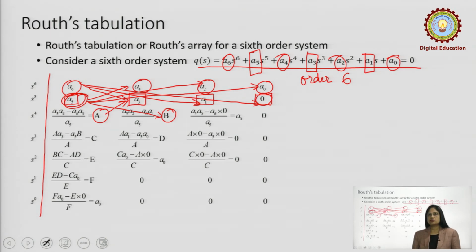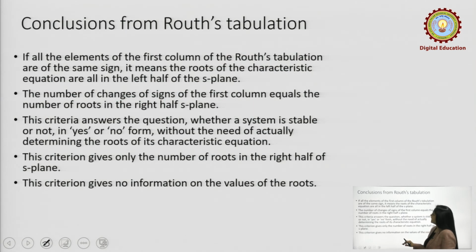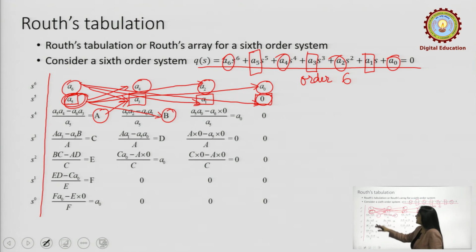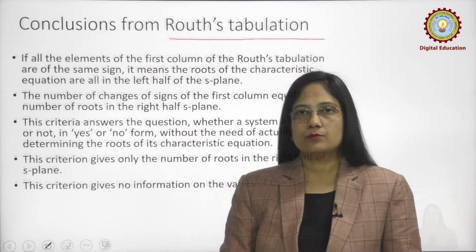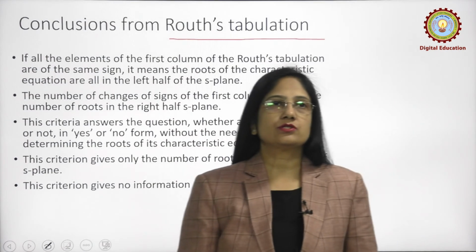First, the first step is to arrange the coefficients in the first row, starting with the highest order term, and then arranging the second row, and later arranging the remaining elements of the Routh's table or Routh's array. What is the conclusion from the Routh's tabulation? Once this table has been obtained from the characteristic equation coefficients, what are we concluding from the Routh's tabulation?